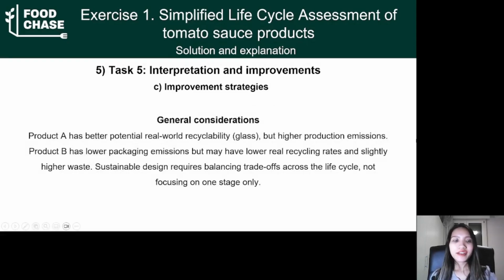So generally, product A has better potential regarding recyclability because it uses glass as packaging, but it can lead to higher production emissions. While product B has lower packaging emissions, it may have a lower real recycling rate and slightly higher waste. Sustainable design requires balancing trade-offs across the life cycle, not only focusing on one specific stage.